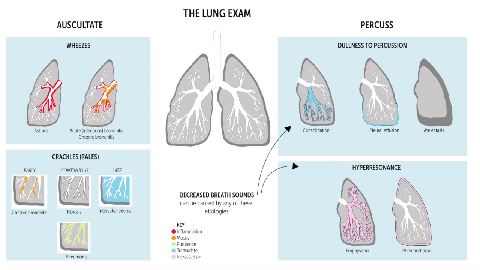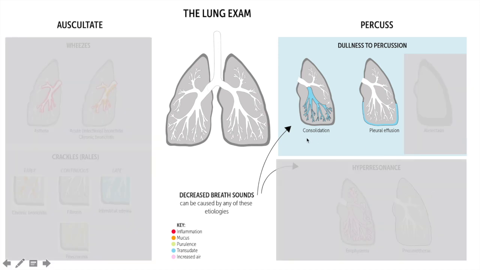Or because you have an insulation effect and an increased distance between the normal sound-transmitting lung parenchyma and the chest wall where you're auscultating. So that can be either from a pleural effusion or pneumothorax. There's some sort of something in that pleural space that's not supposed to normally be there, causing insulation.